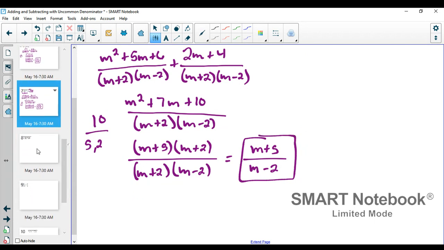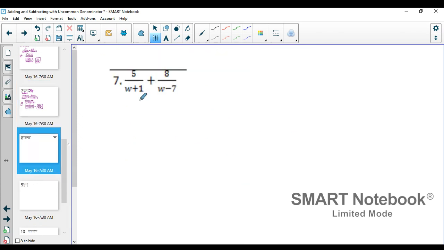All right, the next problem. We have 5 over w plus 1 plus 8 over w minus 7. Now, if you look, there's not enough stuff in either denominator to turn w plus 1 into this denominator or to turn w minus 7 into w plus 1. So when you do that, you're just going to multiply by the opposite denominator. So this one gets multiplied by w plus 1. This one is going to get multiplied by w minus 7. And we'll go from there.